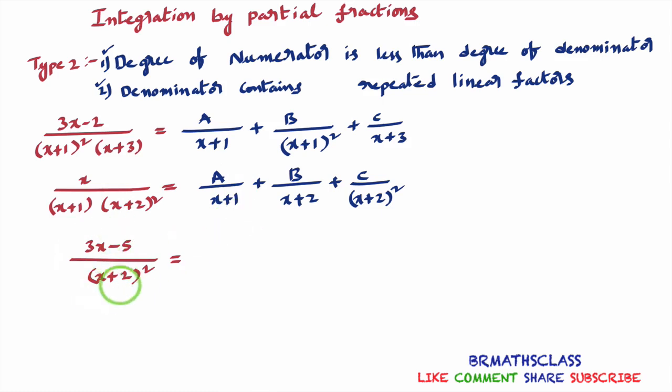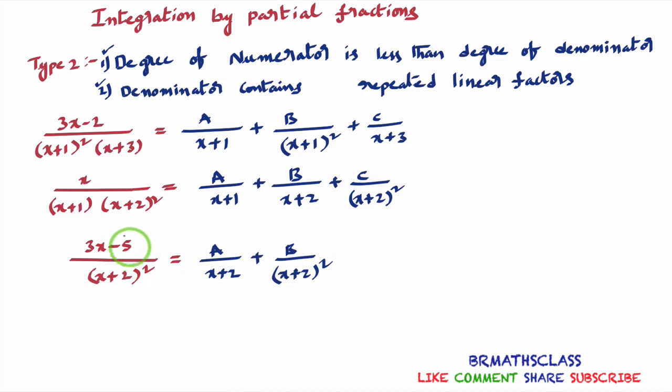Now you see the third example, degree of numerator is 1, degree of denominator is 2. That means the first condition is satisfied. Second condition, denominator contains repeated linear factors. Yes, x plus 2 is a linear factor. It is repeated, x plus 2 whole square is there. In this case, how do we write this? We write this as A divided by x plus 2 plus B divided by x plus 2 whole square. We will simplify this further to get the values of A and B, and then we will proceed.